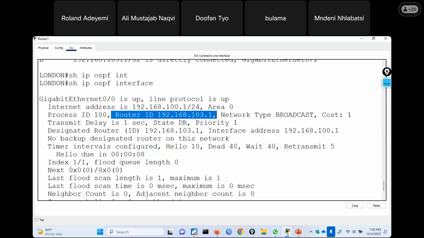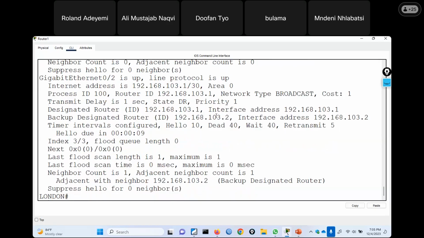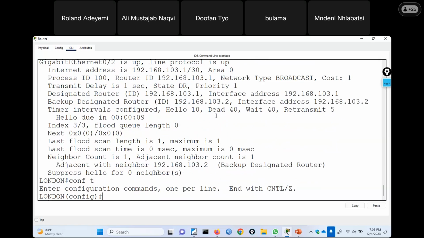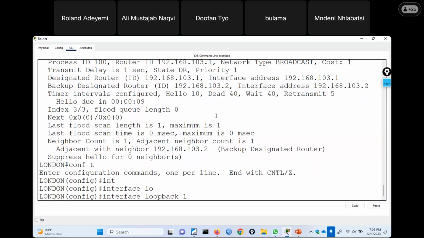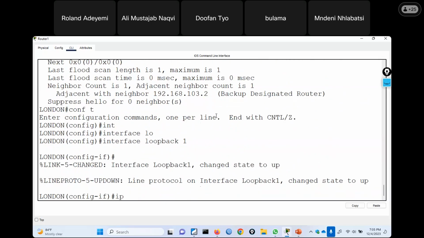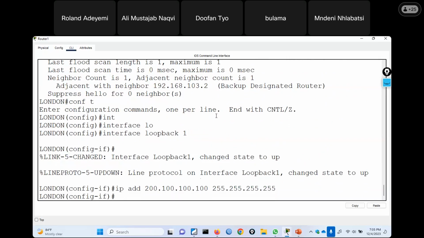We can overwrite it. But before we overwrite it, let me go and create a loopback interface. Loopback configuration: interface loopback, let's say 1. Just put any IP address, say 200.100.100.100, with mask 255.255.255.255. That is what we call a network of one host. I'm just concerned about this IP address, not the network address or broadcast address.